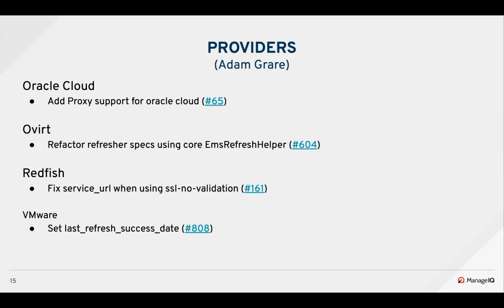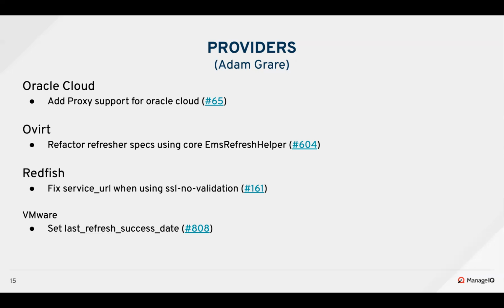So Nasser was able to delete the older version of that method in Overt and convert it over to use the core method. For Redfish, we fixed a bug where the service URL that we were building wasn't working if you picked SSL no validation. Essentially, the issue was it was not looking for the proper string, and so ended up causing it to build the URL without any scheme. So the URL it tried to hit was just ://, and then the host name. So we fixed that up to correctly recognize that it was using HTTPS.